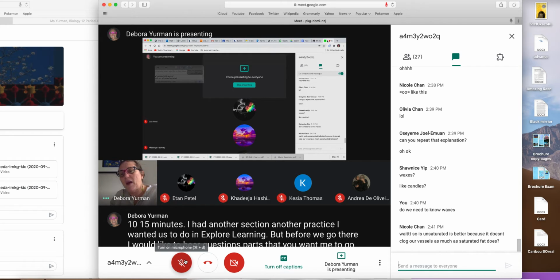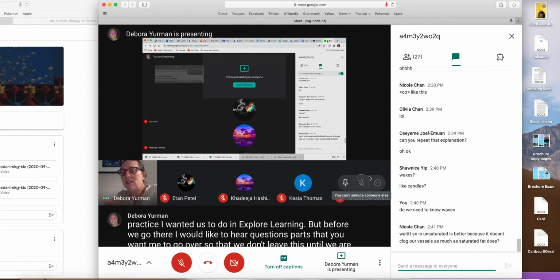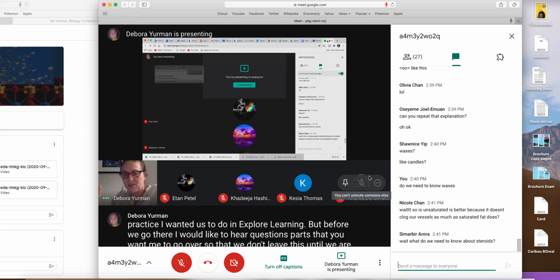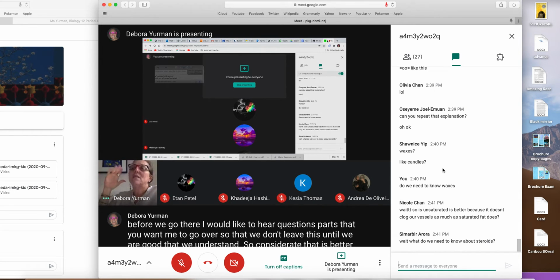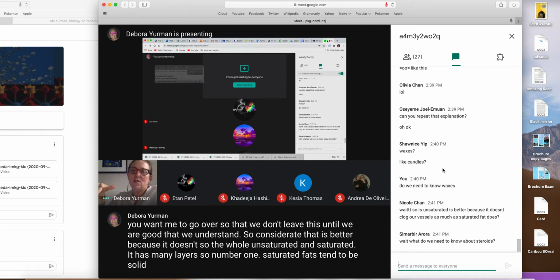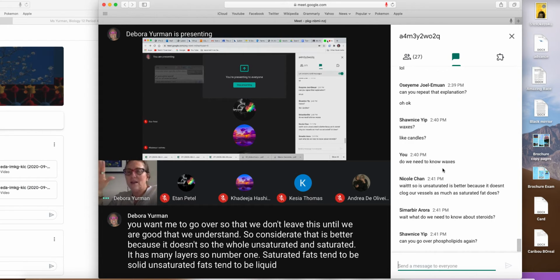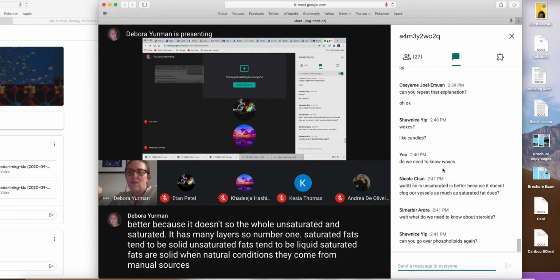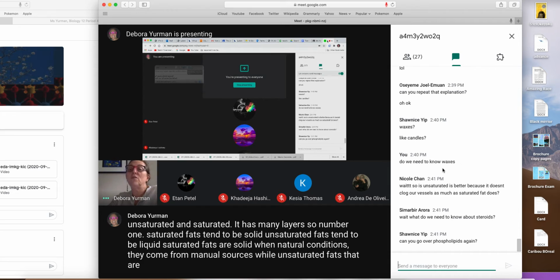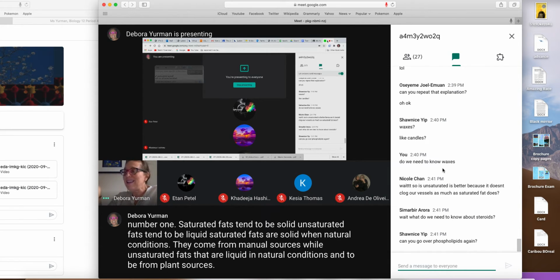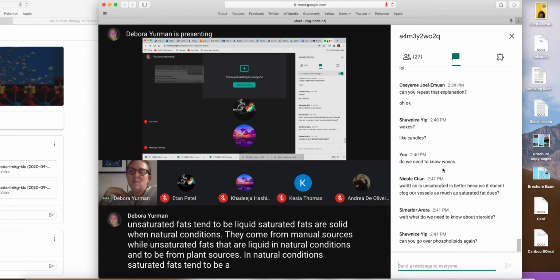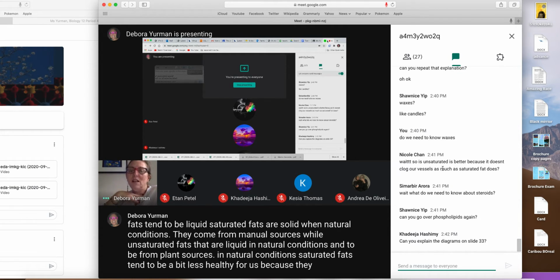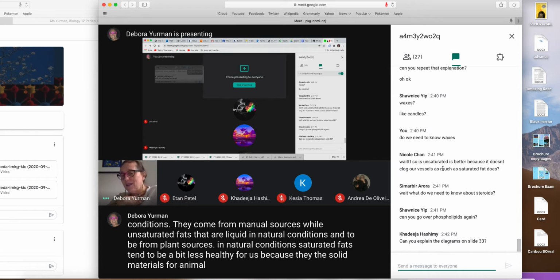So unsaturated is better because, so the whole unsaturated and saturated, it has many layers. So number one, saturated fats tend to be solid, unsaturated fats tend to be liquid. Saturated fats that are solid in natural conditions, they come from animal sources, while unsaturated fats that are liquid in natural conditions tend to be from plant sources. In natural conditions, saturated fats tend to be a bit less healthy for us because the solid materials from animal source tend to give us heart disease.